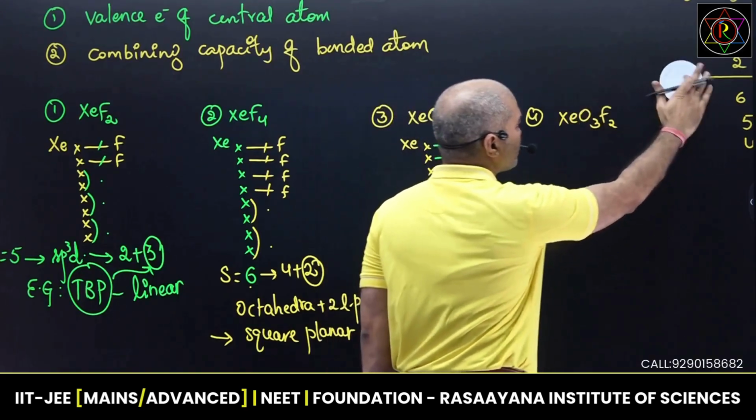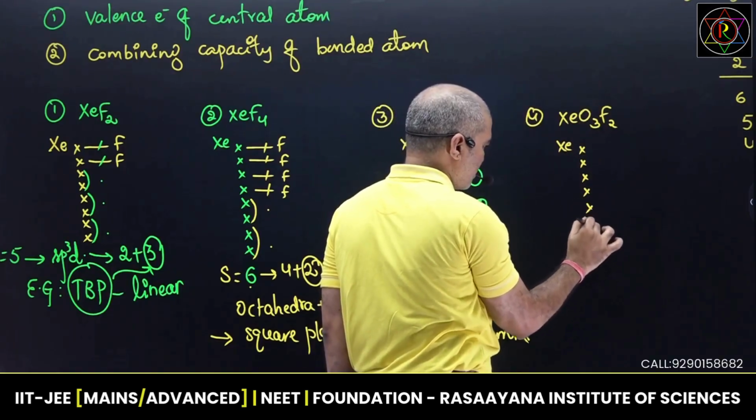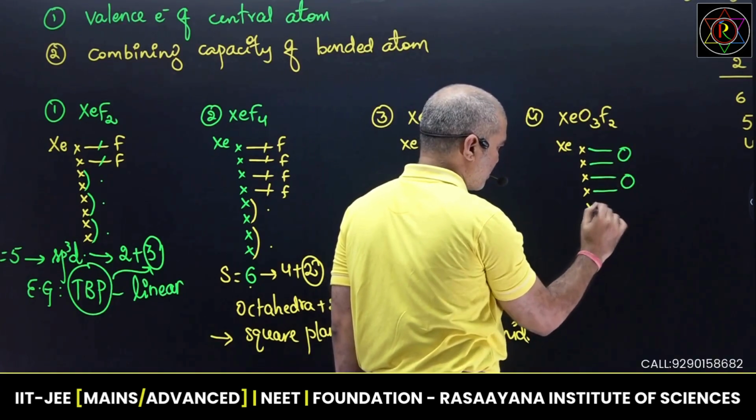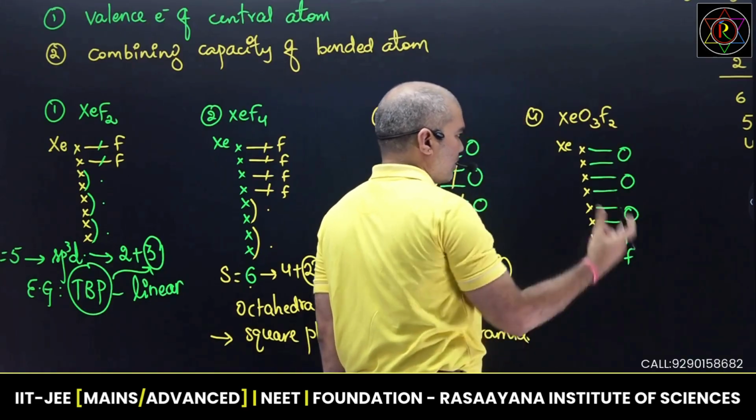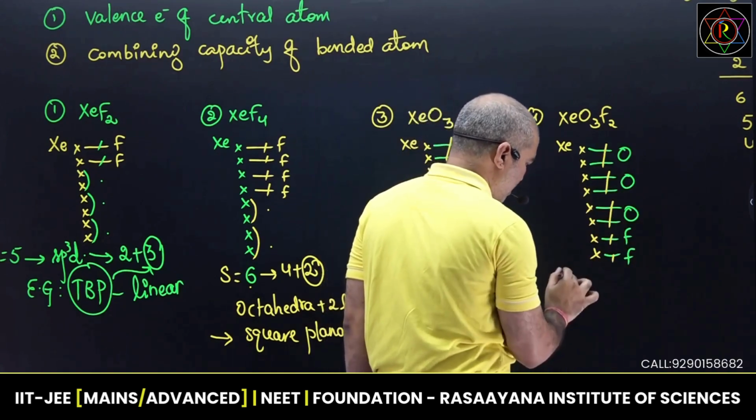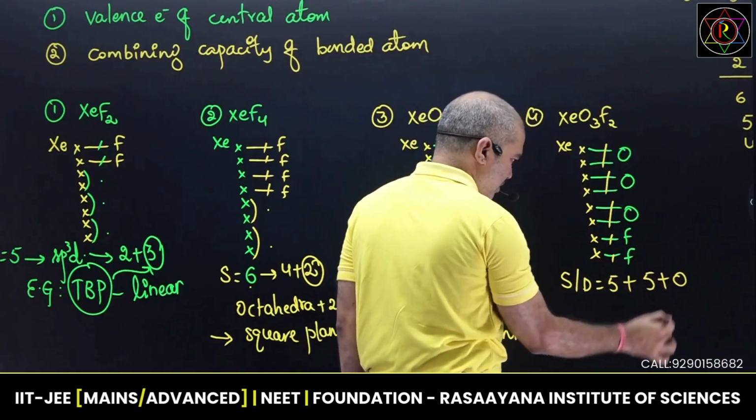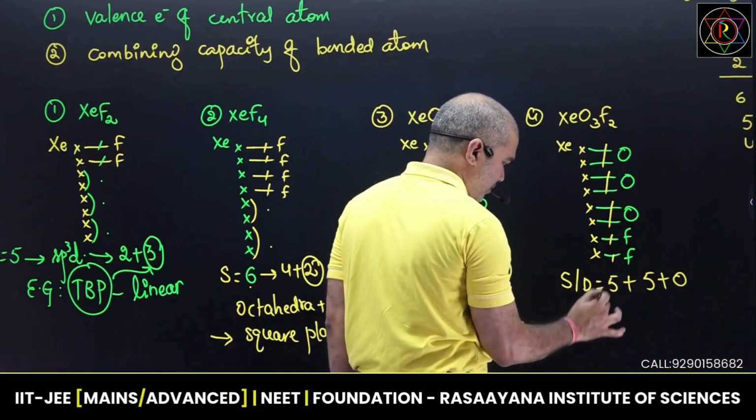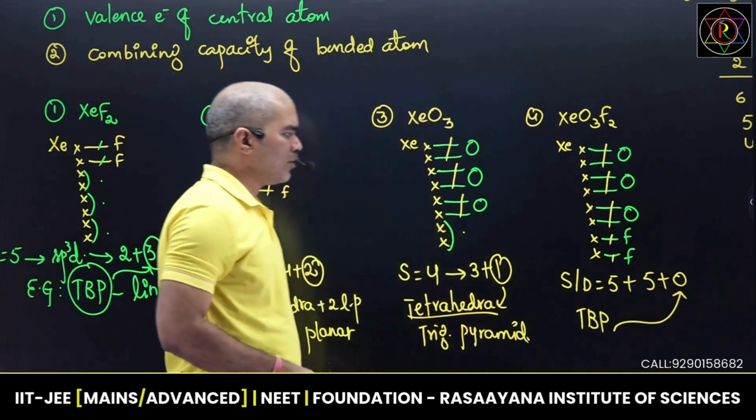XeO3F2. Put 8 valence electrons for xenon, 3 oxygens. Each oxygen is divalent, so put double bonds. Each fluorine is monovalent. Every multiple bond is a domain. 1, 2, 3, 4, 5. So the steric number or domain is 5. 5 is existing as 5 plus 0, 0 lone pairs. Once it is 5, the geometry is TBP. Electronic geometry as well as molecular geometry is TBP with no lone pair of electrons.